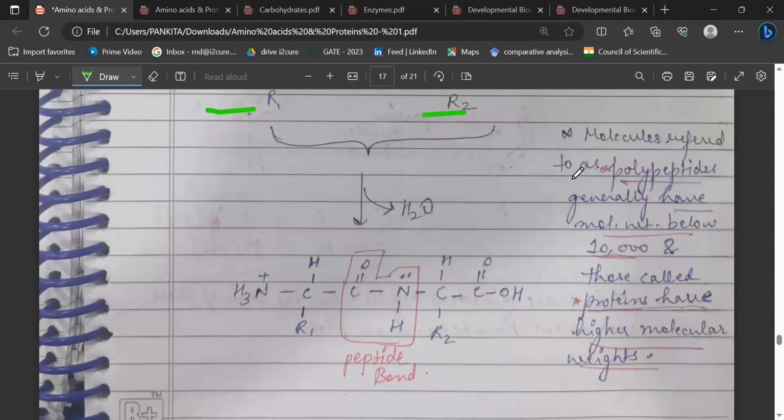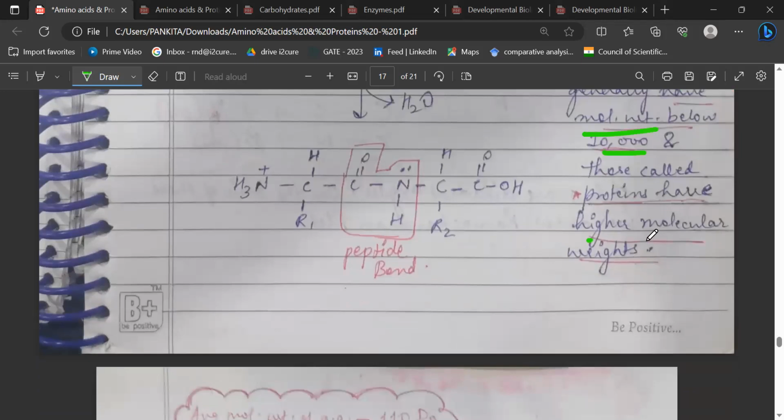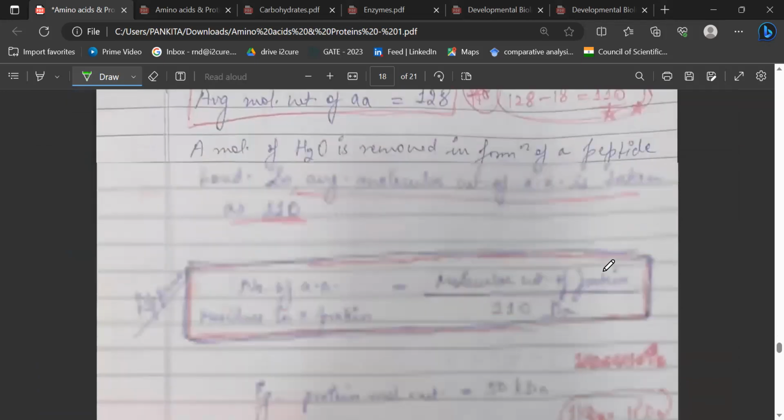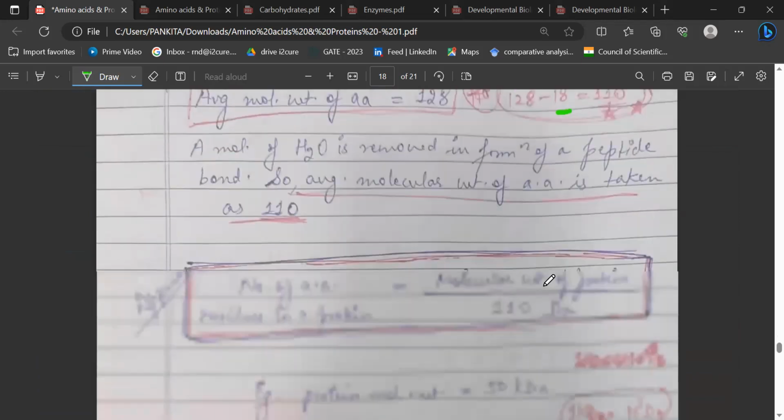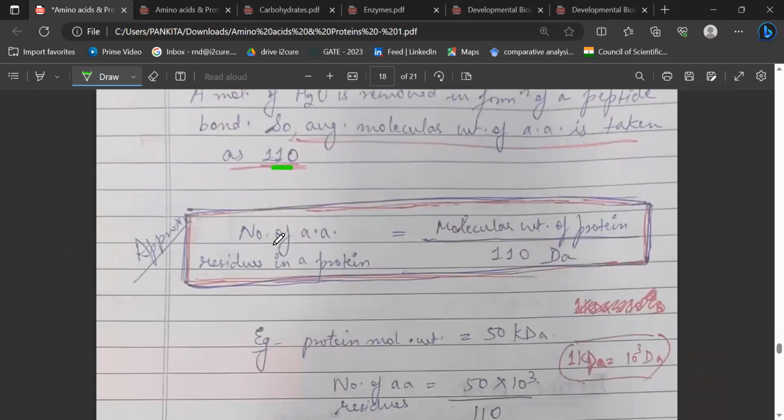These molecules are referred to as polypeptides. They have a molecular weight of below 10,000 Daltons, while proteins have a molecular weight higher than 10,000 Daltons. And we also know that the average molecular weight of an amino acid is 110 Daltons. Why? Because one H2O is always removed upon the formation of a peptide bond, so we subtract the molecular weight of water from it. So the average molecular weight of an amino acid is usually taken as 110.